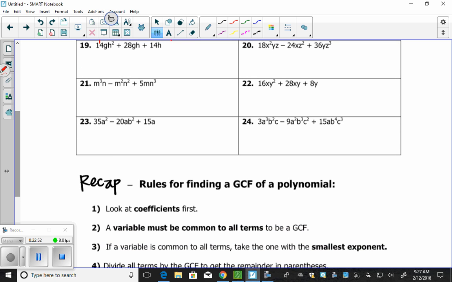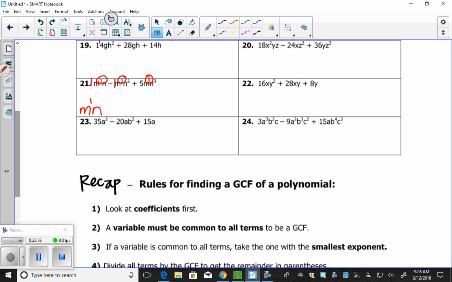Okay? The next set should be pretty easy. Let's look at 21. What's my number here? What about here? What about there? Does 1, 1, and 5 have a greatest common factor other than 1? No. Okay? Do they all have an M? How many M's do they have in common? 1. How many M's do I have here? How many do I have here? How many do I have here? 1. So what is the smallest exponent?